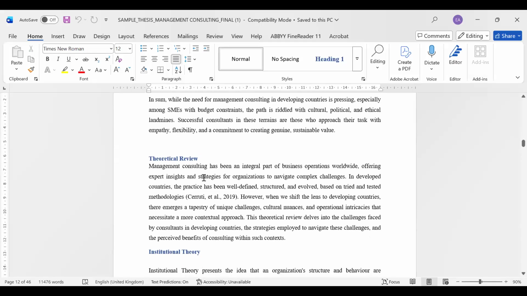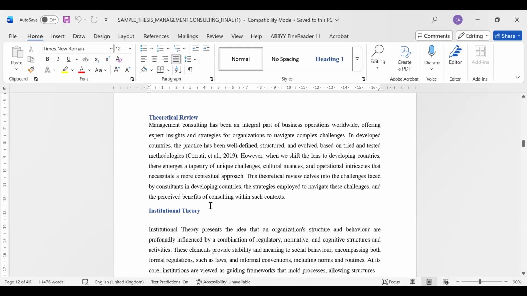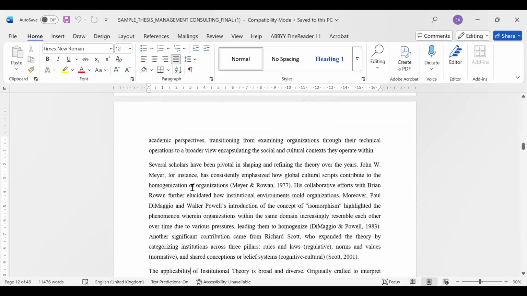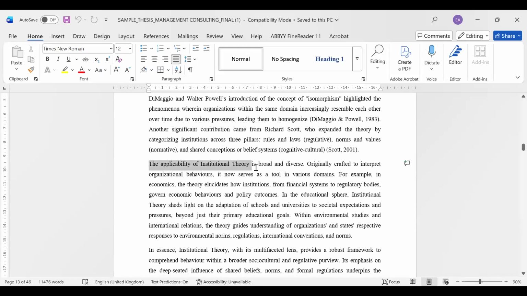Now, the theoretical review follows the conceptual review. And in this instance, institutional theory is one of the theories. And of course, we talk about the history of the theory to early sociologists, Emil Durkheim, 1984. We look at more contemporary understanding of it from the 20th century, which authors have done work on it, how they have applied it. So the applicability of institutional theory is broad and diverse. It's used to study organizational behaviors, and now it serves in other domains. For example, in economics, the theory talks about this.